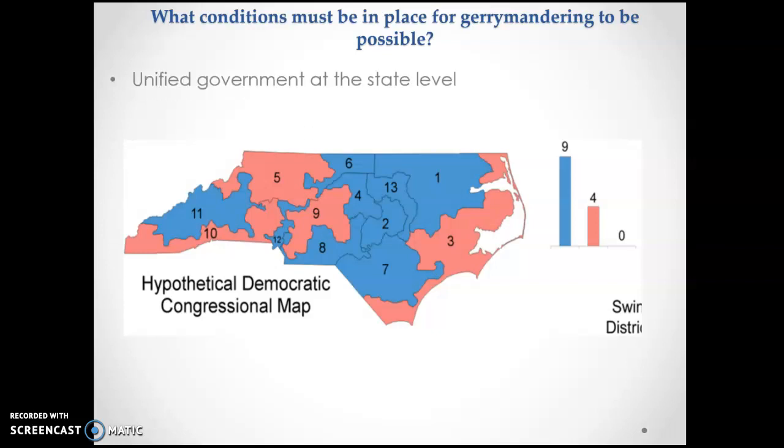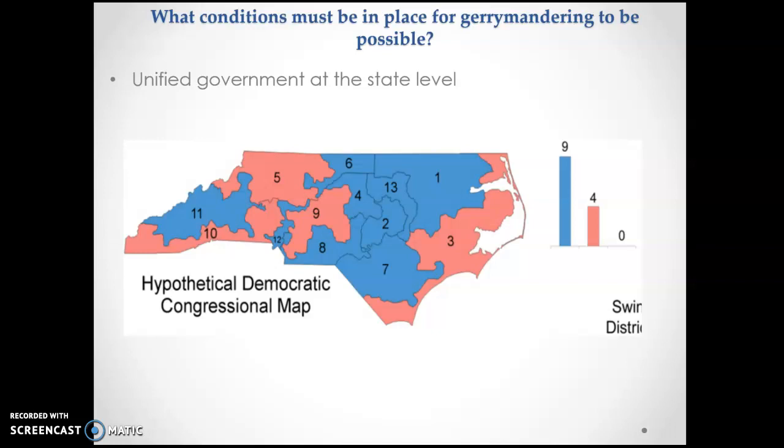And so if gerrymandering is to happen, and this really gets at kind of where the AP exam might assess, if gerrymandering is going to happen, a couple things need to be in place. As I said, in order to gerrymander, we need complete control of the state legislature and the governor's office. So there needs to be unified government at the state level. Remember, unified government is the opposite of divided government.